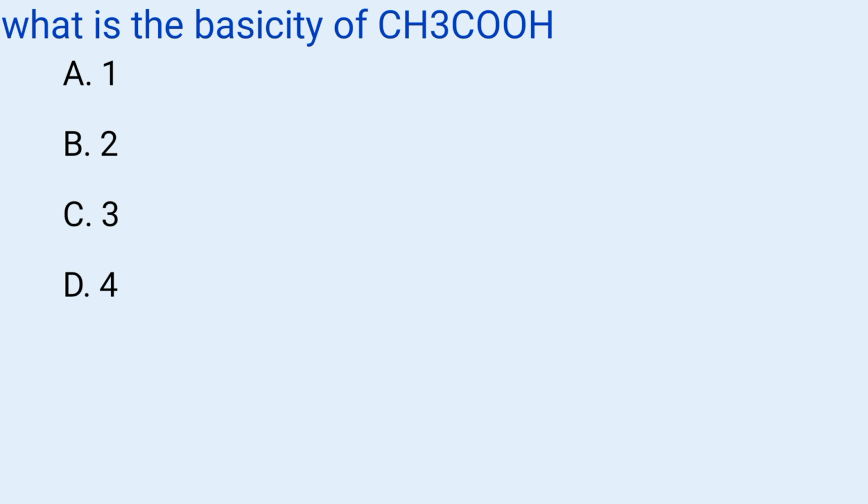Next question. What is the basicity of acetic acid, CH3COOH? A. 1, B. 2, C. 3, and D. 4. The correct answer is option A, 1. Acetic acid is monobasic with a basicity of 1, meaning it can donate 1 proton, H+ ion, per molecule. This is because acetic acid has 1 replaceable hydrogen atom, which can be neutralized by a base.